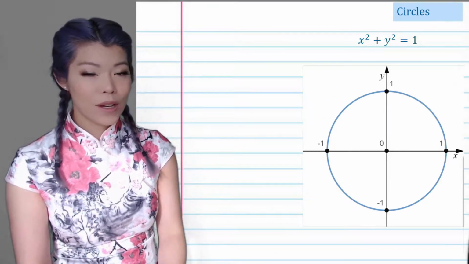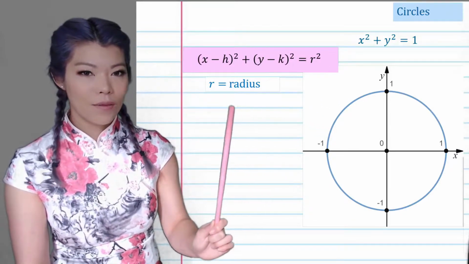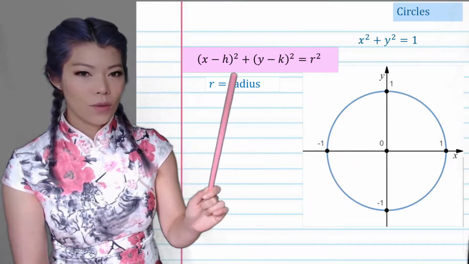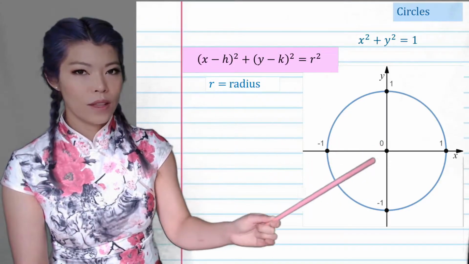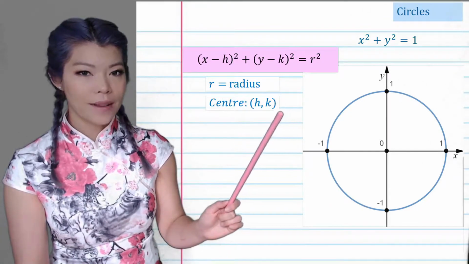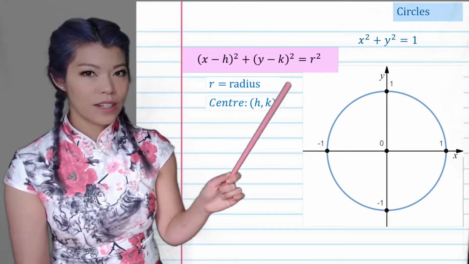The standard equation for circles looks like this, where r is the radius, and our special point for a circle is the center. So when we move the circle, we're moving the center. So our center will be at h, k, where h is a horizontal translation and k is a vertical translation.